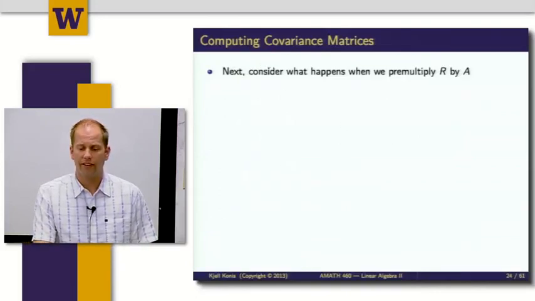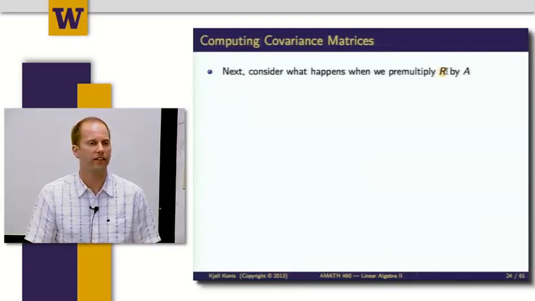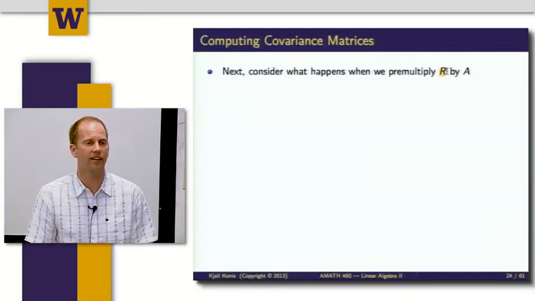So now let's consider what happens when I pre-multiply the matrix R by A. Remember, R was this matrix I made where the first column is x and the second column is y.